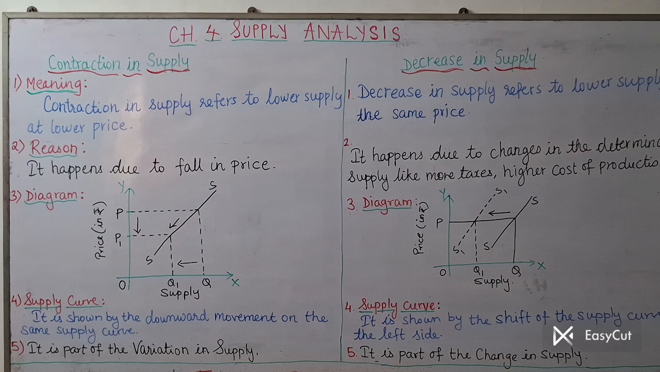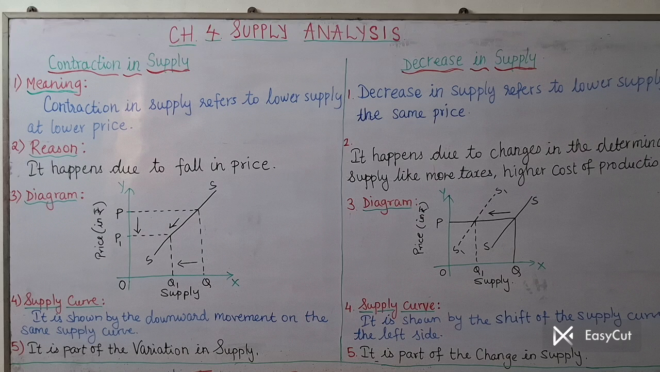That is the new supply curve shown with the dotted line. So OP, original price, OQ, original supply. Again OP, the same price remains, but due to things like more taxes or higher COP, cost of production, the supply is now reduced even at the same price. So the new supply is OQ1, which is shown by the supply curve S1 S1. So that was about the diagram, a very easy diagram. Once you get the concept, it is easy to draw the diagram.